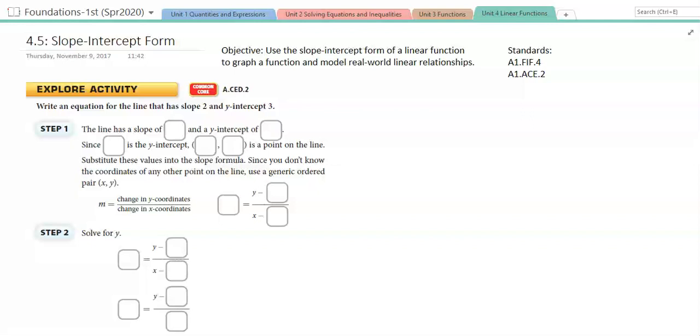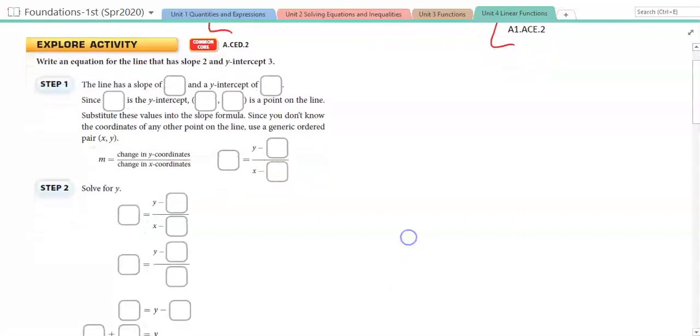Hey there, today we're going to look at 4.5 on slope-intercept form. Our objective is to be able to use the slope-intercept form of a linear equation to graph the function and to model real-world linear relationships. And this falls under two standards for us, F-IF.4 and A-CED.2. And so let's look at this little explore activity here.